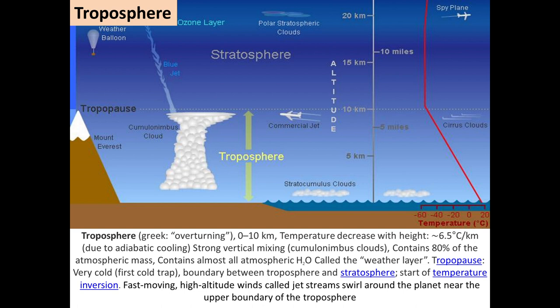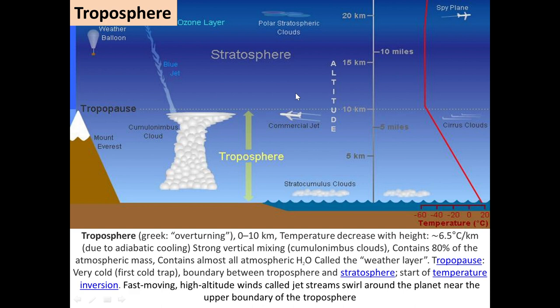At the end of the troposphere there is a layer called the tropopause, and it is the connecting layer between the troposphere and stratosphere. Okay, what is its significance? It is a very cold boundary between the troposphere and stratosphere. The start of temperature inversion. Okay, here the temperature inversion starts. So what is temperature inversion? We will discuss this separately in a different video.